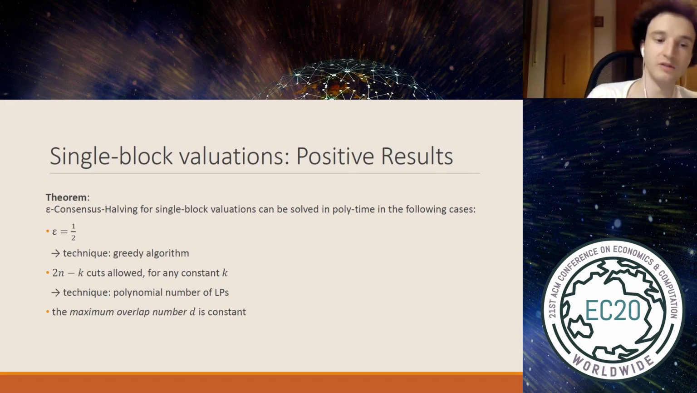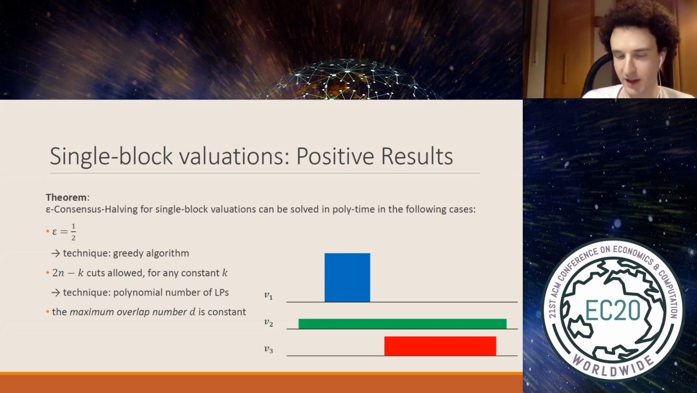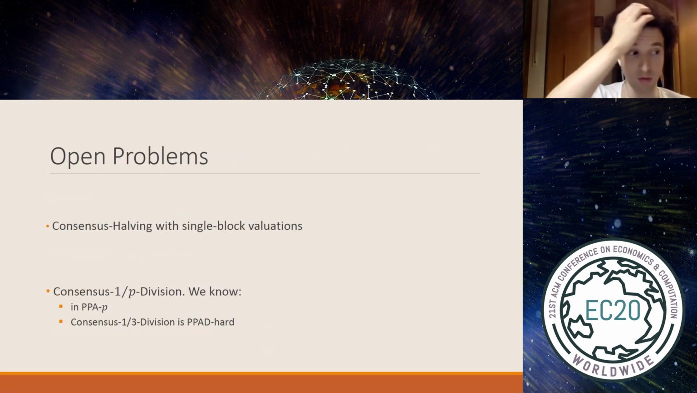And the final case that we can solve is if the so-called maximum overlap number is constant. What is the maximum overlap number? It's, for any point on the cake, the maximum number of agents that have a value at that point, and you take the maximum over the whole cake. Let me explain with a picture. In this example, the maximum overlap number is 2, because there is a point where the green agent and the blue agent have value, 2 agents, but there's no point where all 3 agents have value. And so if this maximum overlap number is constant, then we can solve the problem in polynomial time by using a dynamic programming approach.